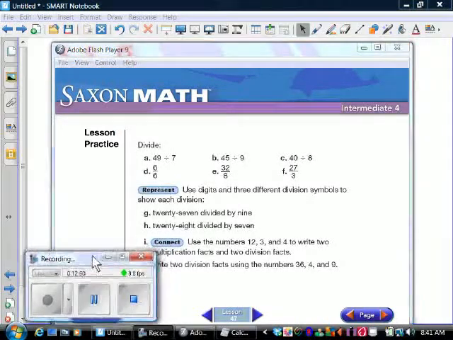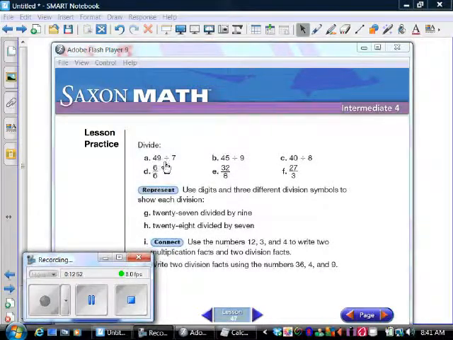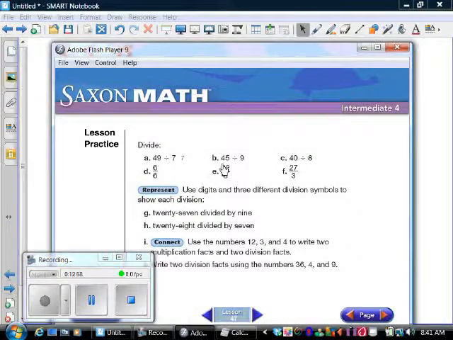Okay, now let's do a little bit more practice. 49 divided by 7. So think of your 7 multiplication facts. 7 times 7 is 49. 45 divided by 9. Think of your 9s. 9 times 5 is 45. 40 divided by 8. 8 times something will give you 40. 8 times 5. Okay. 6 divided into groups of 6 will give us 1 group.